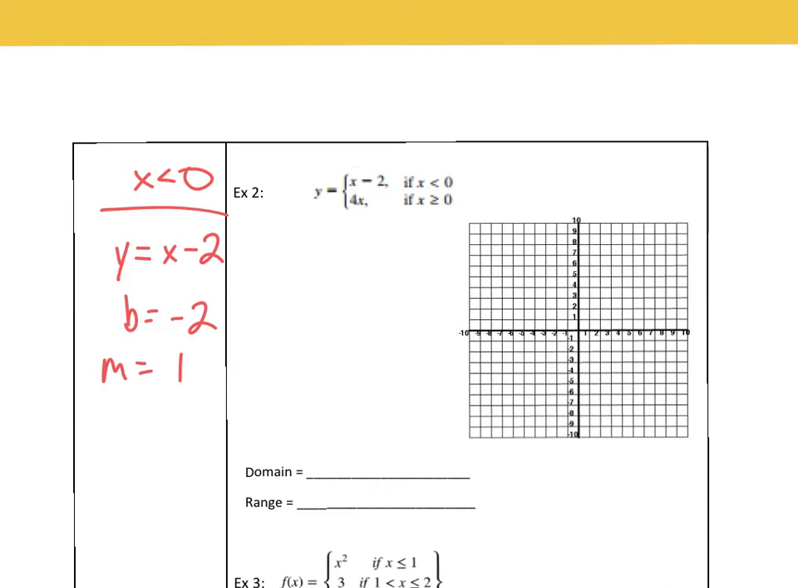Okay, so I'm going to go ahead, plot my -2, use my slope, which is 1 over 1, when x is less than 0. So am I plotting left or right? To the left. You are correct. It should be an open circle. So I'm going to go back and change that.